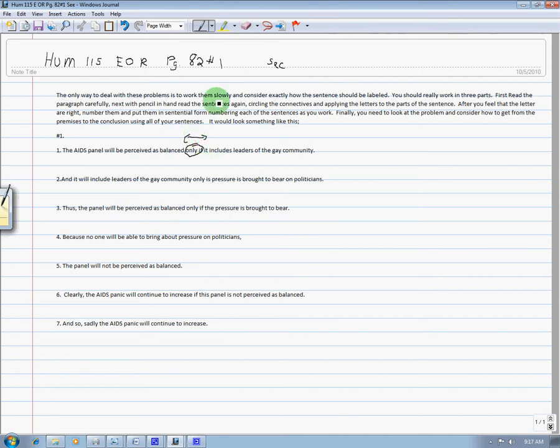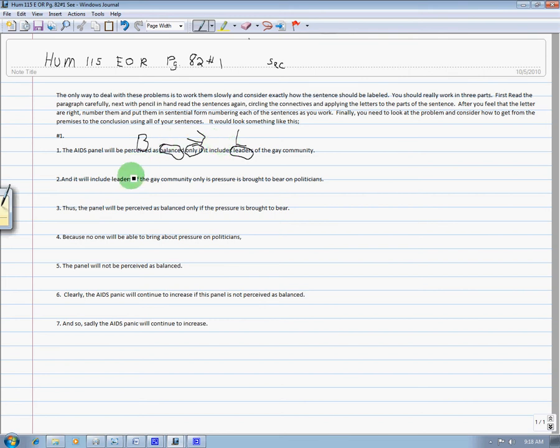I can write it simply like this, and it doesn't matter where my letters go. But notice here that I have balanced, and here I have leaders. I'm going to make sure that I put B here and L here, because remember, my letters that I'm working with are B, L, P, and I.